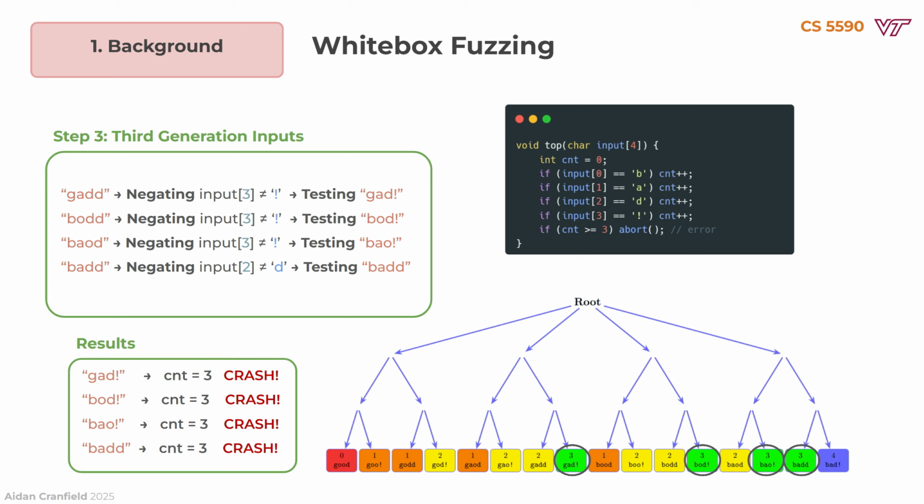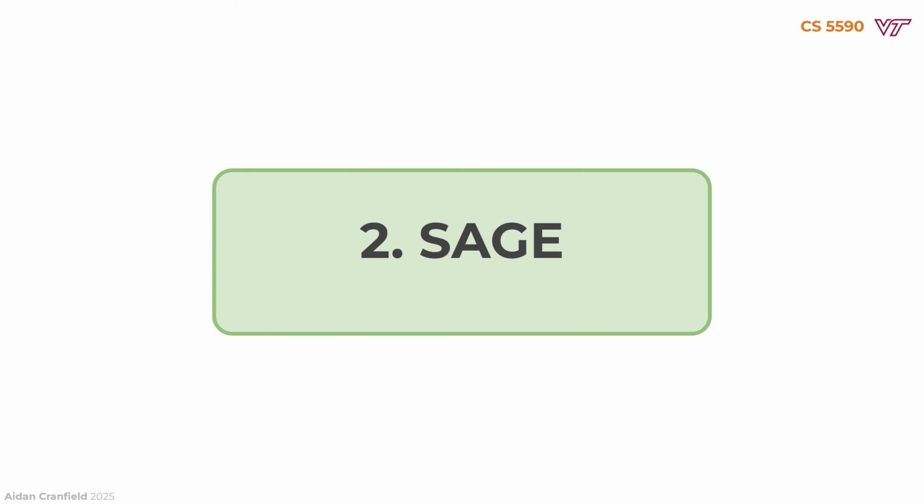Now that we know about fuzzing, black box and white box, the generational search algorithm, and the terms that go with it, we can now move on to the next section, which is SAGE, which stands for Scalable Automated Guided Execution. This is Microsoft's first implementation of whitebox fuzzing.